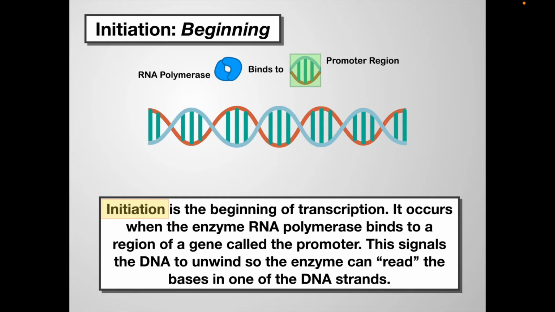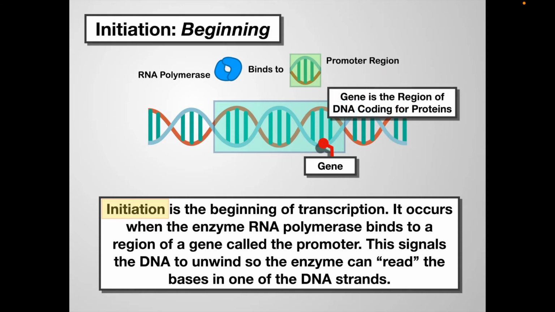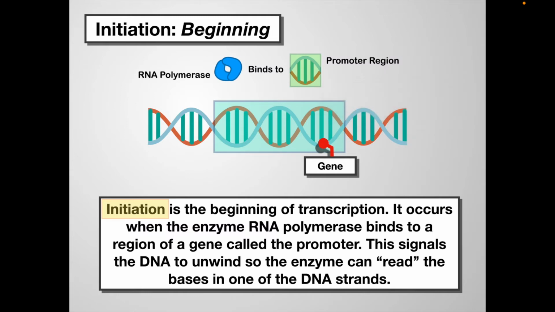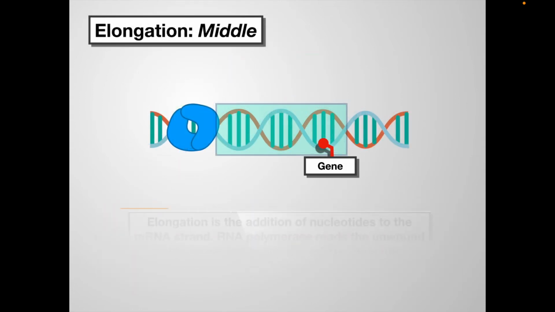Now remember, that gene is what's coding for the actual sequence, that actual protein sequence that gives the solid structure in our body. So that gene is the region of DNA coding for the proteins. So step number one, we have this promoter sequence in the beginning here, and our RNA polymerase is going to bind to that promoter sequence just in front of the gene. All right, now let's go on to step two.